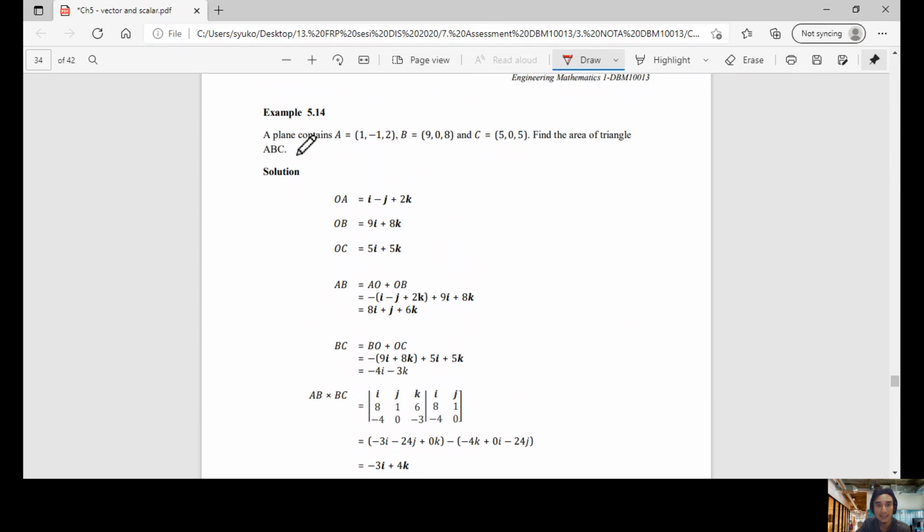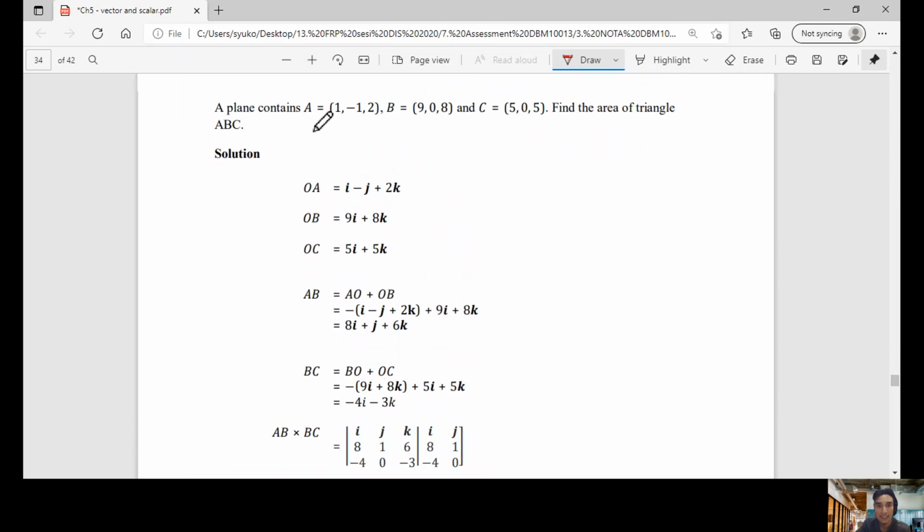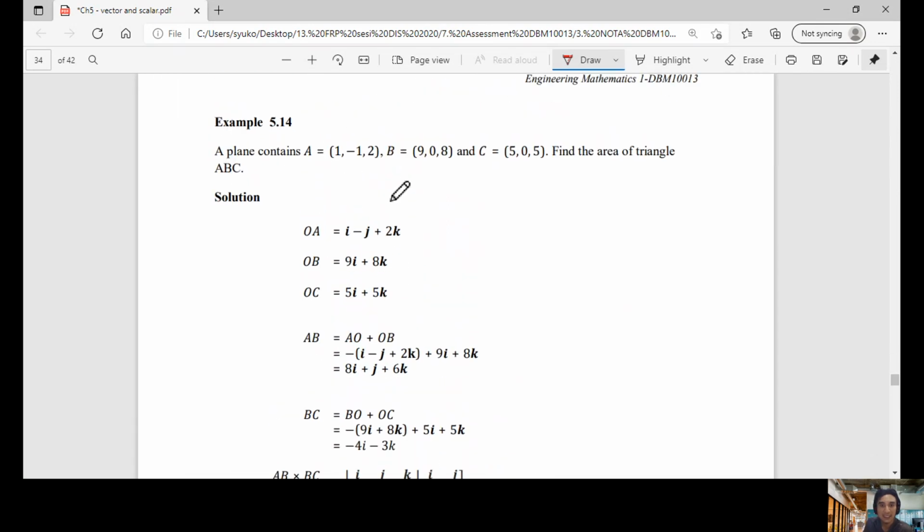5.14, which is a plane contains A equals to coordinate 1, -1, 2, B equals to coordinate 9, 0, 8, and C equals to coordinate 5, 0, 5. Find the area of triangle ABC. So that the question asks you guys to find the area of triangle ABC. So that kalau kita tak boleh nak lukis, is okay. Kalau kita boleh lukis, is very good, because it can help you guys to solve the question.